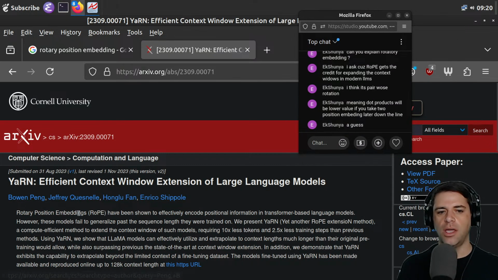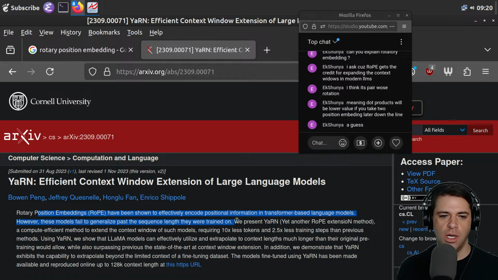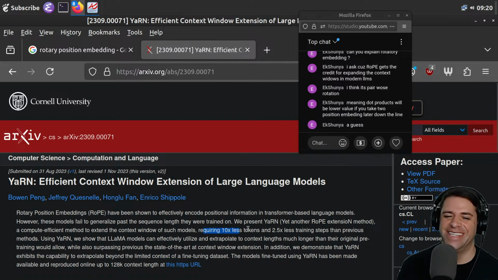So here's YaRN. Okay, this is maybe what Akshenya is saying: rotary position embeddings have been shown to effectively encode positional information in transformer-based language models. However, these models fail to generalize past the sequence length they were trained on. We present YaRN, yet another RoPE extension method, a compute-efficient method to extend the context window of such models, requiring 10x less tokens.